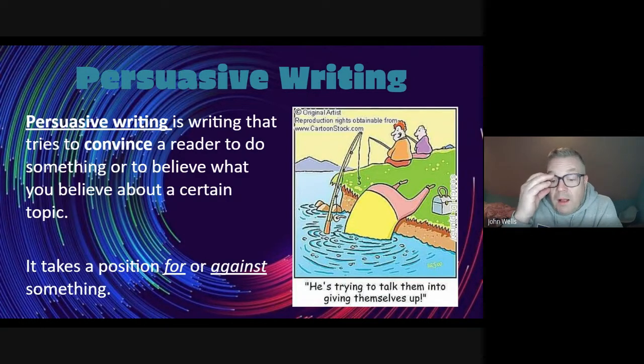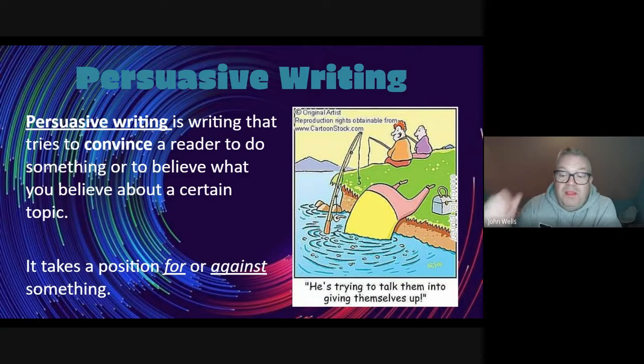Now, if you think about that, there's a couple pieces in there that you really need to think about. The first one is it tries to convince. In other words, there's a difference between argumentative and informative. Now, there's a lot of informative inside of persuasive, but the goal of persuasive is to convince, to change somebody's mind or to reinforce the position that they have. So let's make sure that we see that distinction.